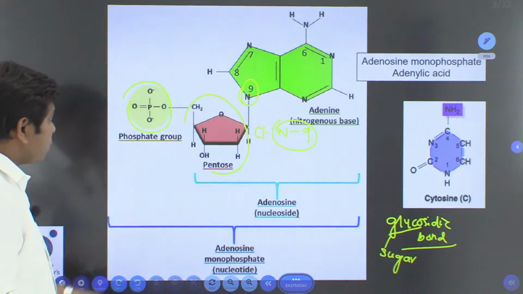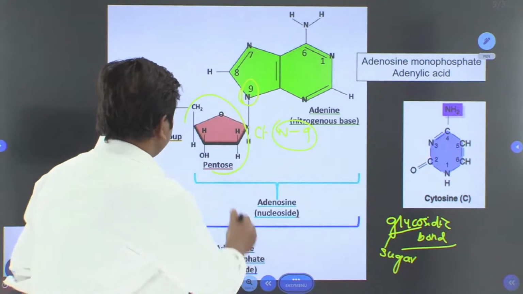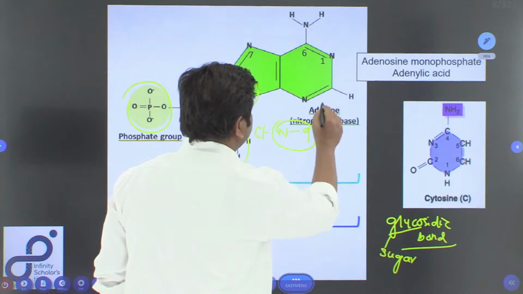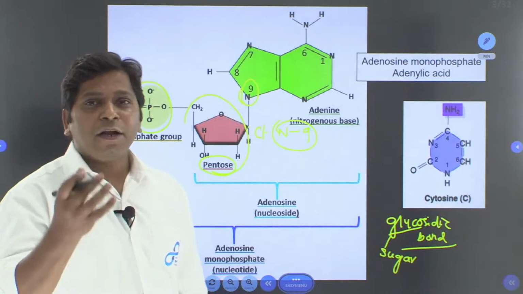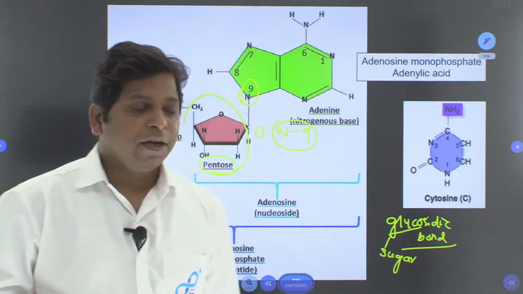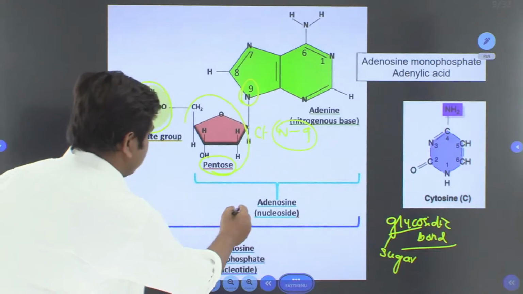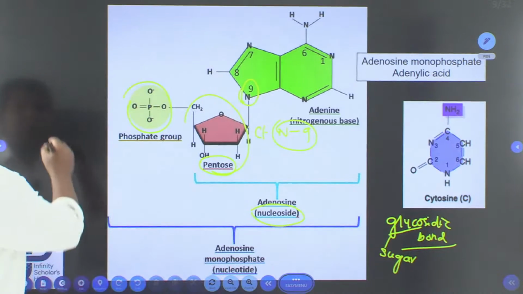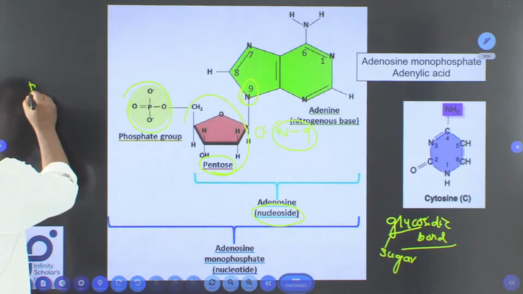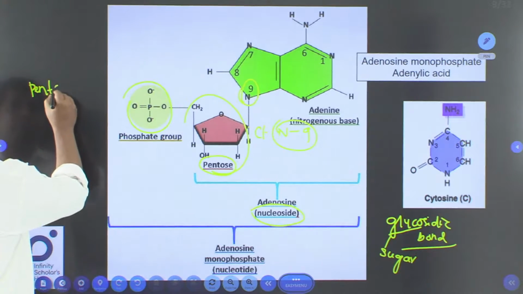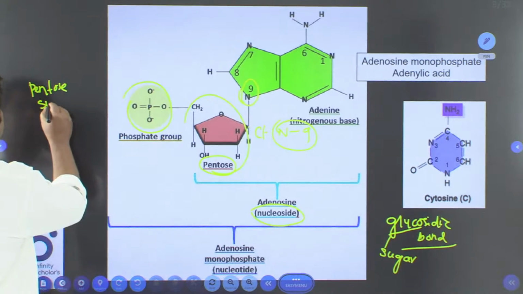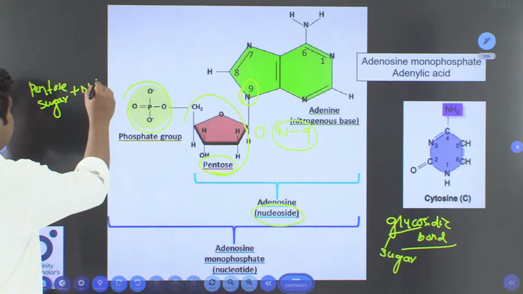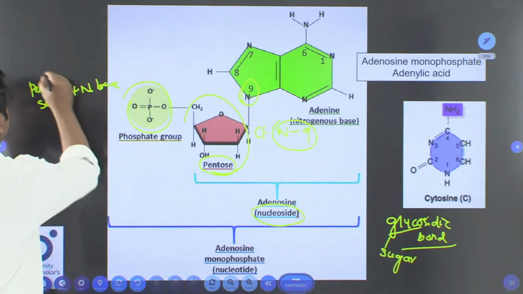As we know, when the pentose sugar is linked with the nitrogenous base, the molecule which is produced is called a nucleoside. Nucleoside. So, what is a nucleoside? A nucleoside is a combination of pentose sugar plus nitrogen base.